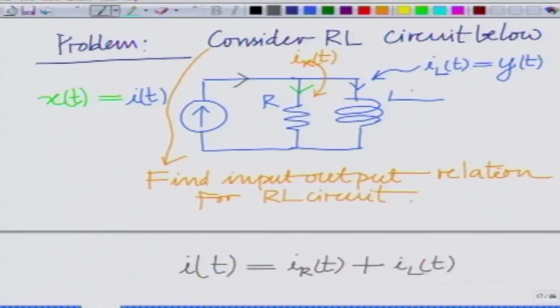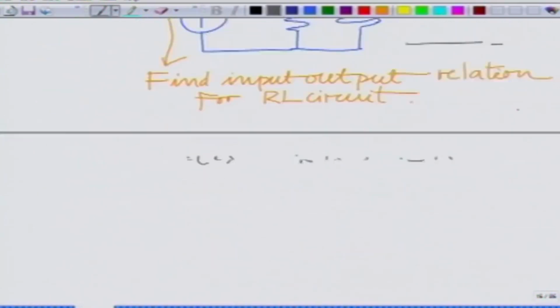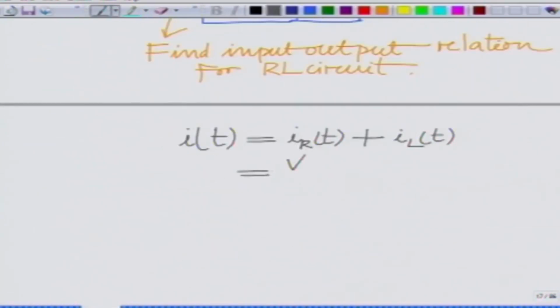Now you can clearly see, if we denote the voltage of the circuit by V of t, by Ohm's law I R of t equals V of t by R. So, I R of t, the current through the resistance, is simply the voltage divided by resistance, plus I L of t, which is simply the current through the inductor.